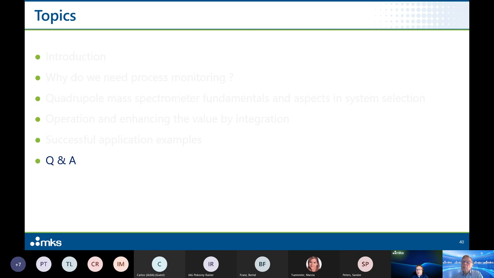Maybe here we have two questions in the chat from Carlos. Hi, thanks for this nice presentation. What about potential artifacts due to gas segregation when using small size orifices in case we want to measure at atmospheric pressure? Yes, good question, correct question.